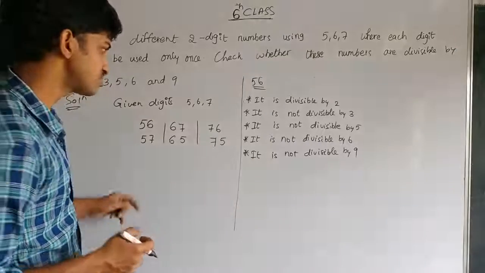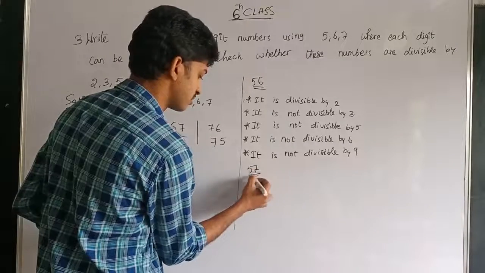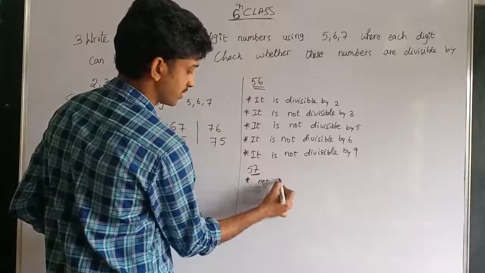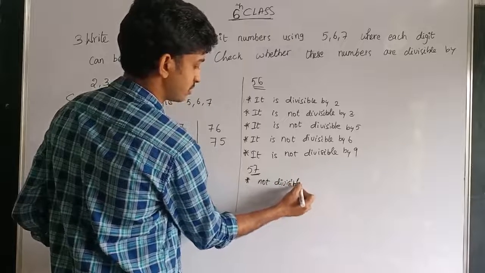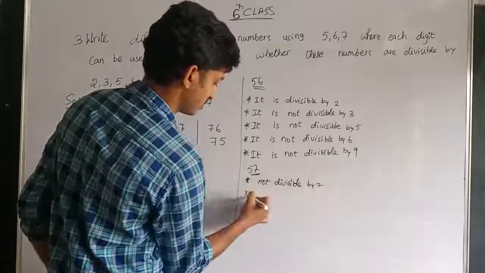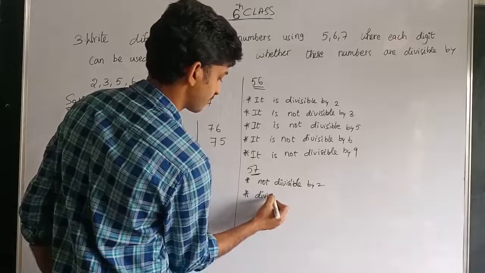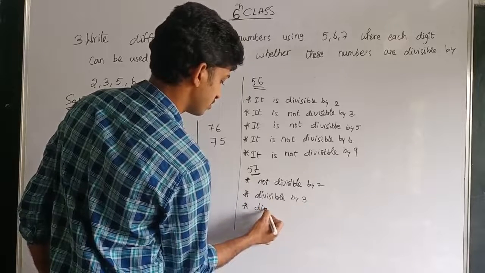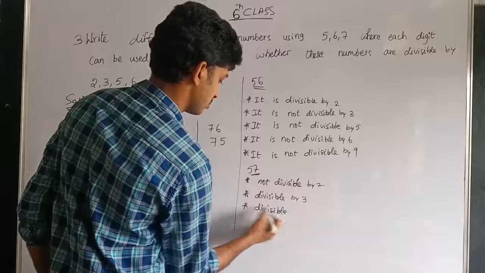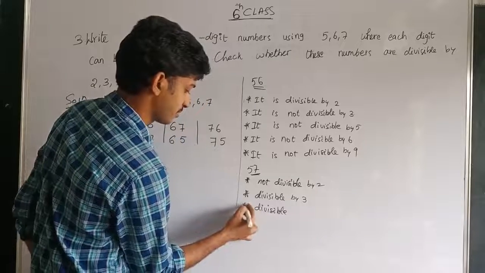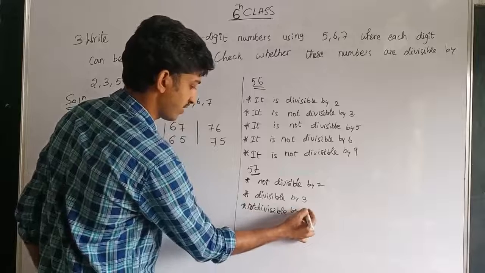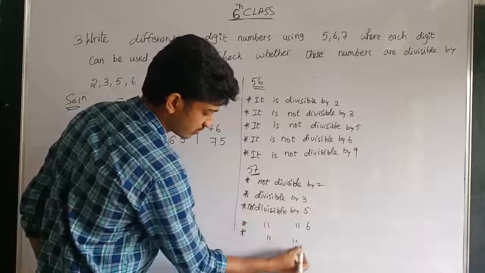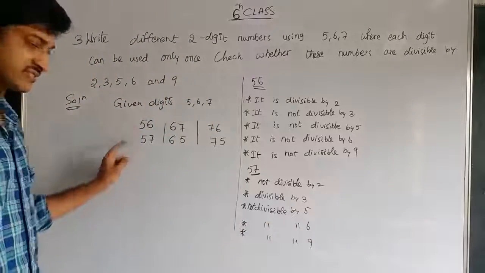Okay, so right here for 57: not divisible by 2, divisible by 3, not divisible by 5, not divisible by 6, and not divisible by 9. Okay, 56 and 57 are completed.